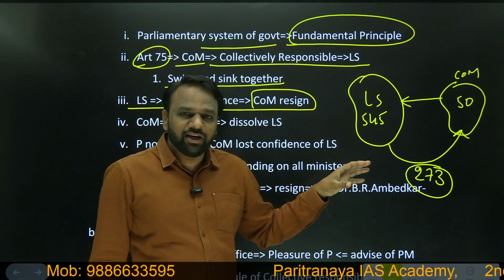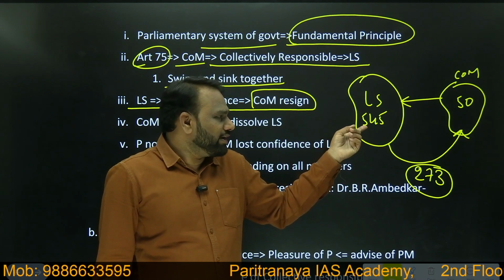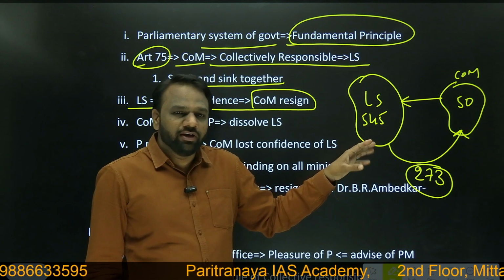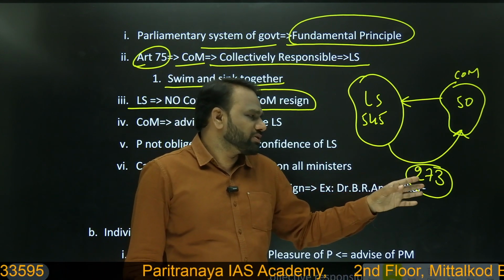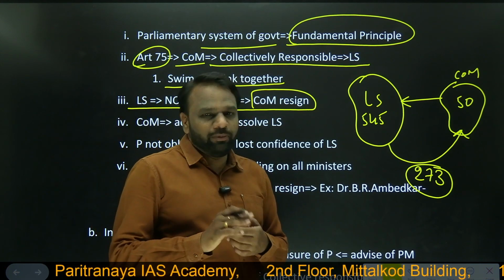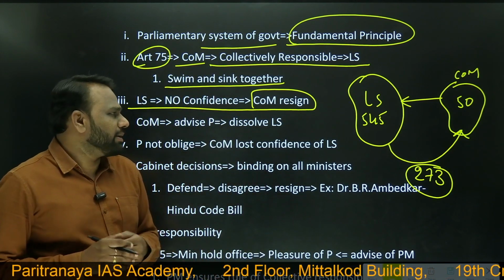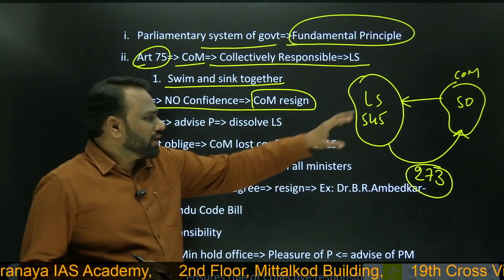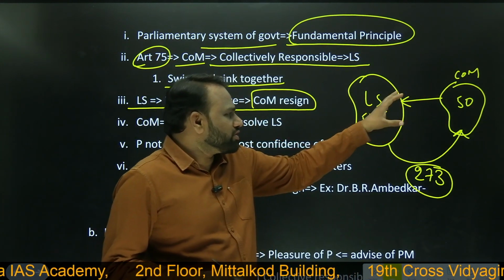So why 273? Because 545 divided by 2 is 272.5. So when you convert it to a whole number, it becomes 273. So there should be support of an absolute majority. At least half of the members should support. So the Council of Ministers has to work according to the wishes of the Lok Sabha.